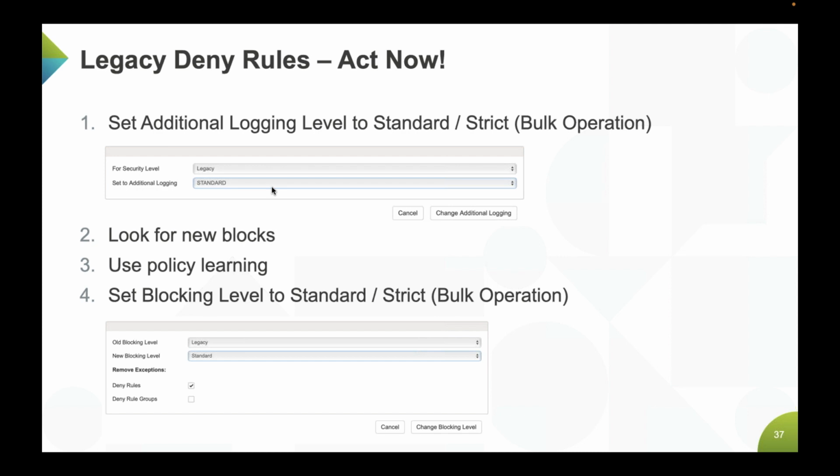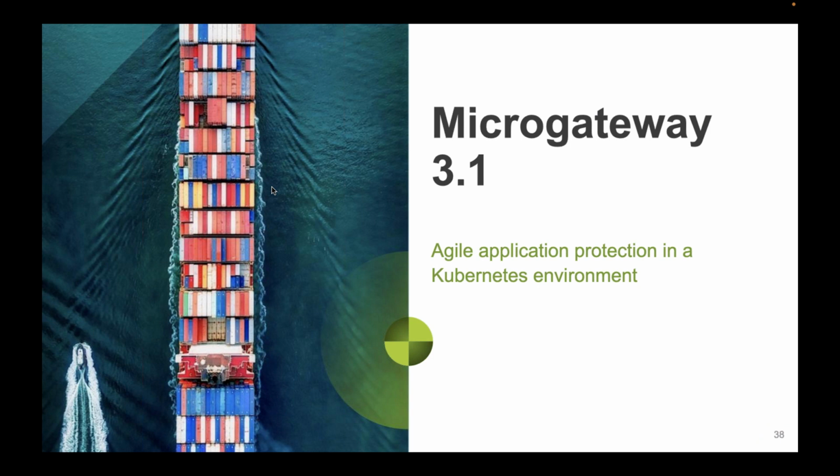So there's another bulk operation where you can say if something is on legacy in blocking level, then you set it on standard. And there you can also check how you want to treat exceptions. What we are recommending here as a default is that you would remove old exceptions that you may have on the legacy deny rules, and keep them on the group. So also if you're learning new exceptions using policy learning, I think it's best to add these exceptions on the group level, unless you really know what you do and why a specific rule needs an exception.